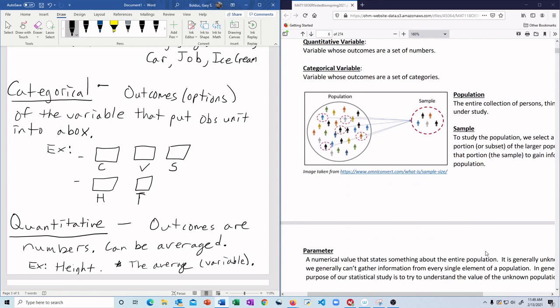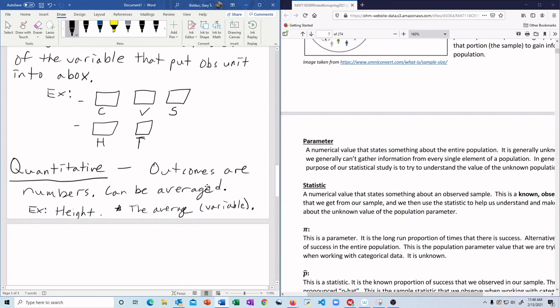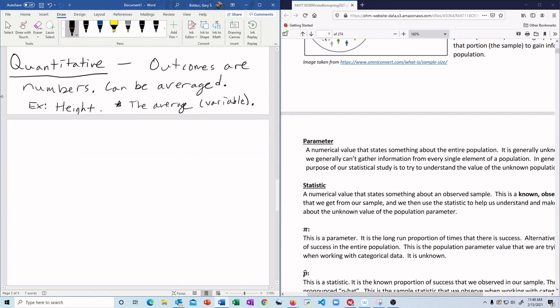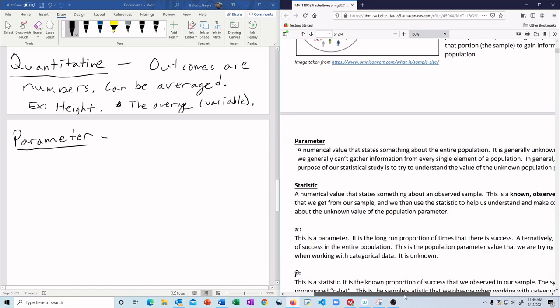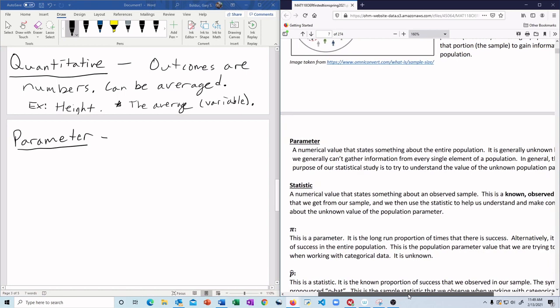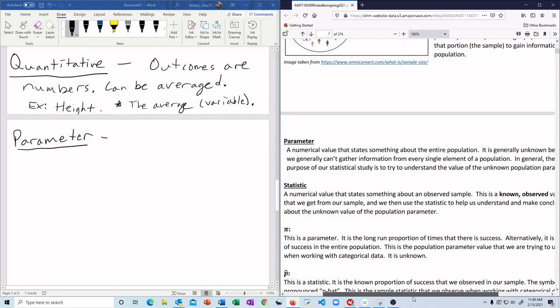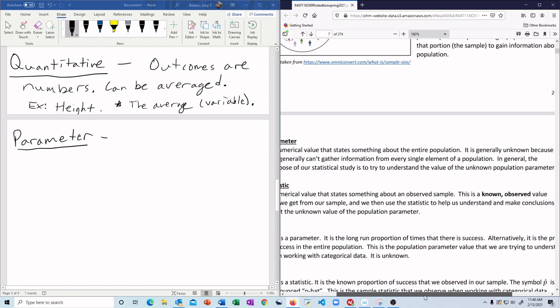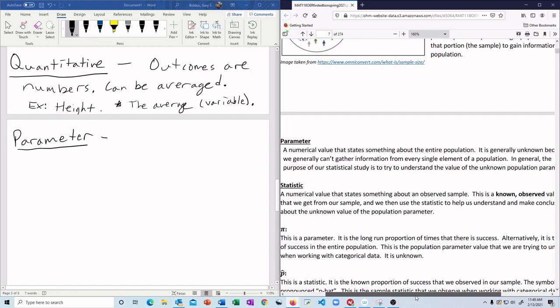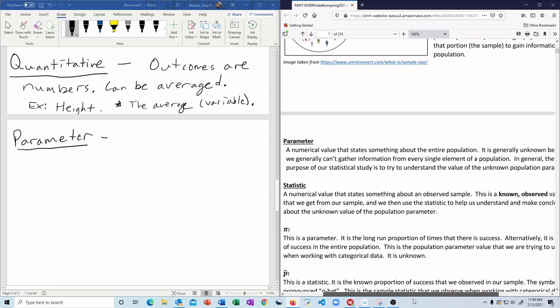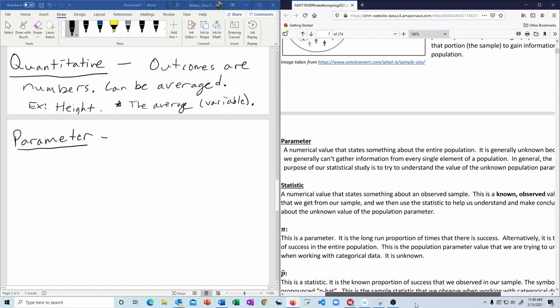All right, and then the last thing we have are the parameters and statistics. So let's go down here. Parameter. All right, parameter. So what's the parameter? Well, let's just read this and see what we think about it. A numerical value that states something about the entire population. It is generally unknown because we generally can't gather information from every single element of the population. We want to understand this. So go back to the top. A numerical value that states something about the population.